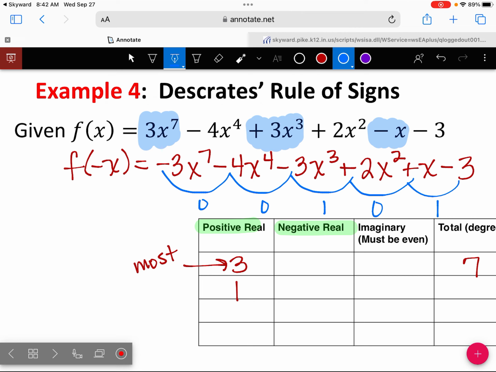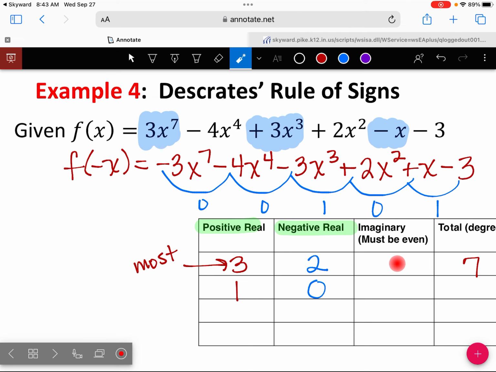So altogether, how many sign changes do I have? 2. Put a 2 here. And remember, we can only count backwards by 2. So if I take 2 minus 2, I get what? 0. So this column can either have 2 or 0, and this column can only have 3 and 1. Where did the 1 come from again? Counting backwards by 2. It's always 2.